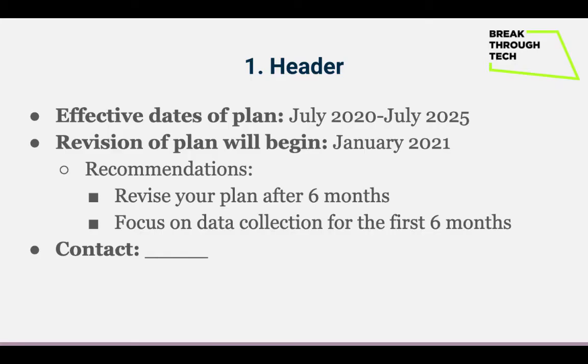Okay, so in that header, you're going to be listing the effective dates of your plan. And I think just a good default is that they are a 5-year plan. But if this is your first departmental plan that you're writing, you probably want that first department plan to be revised after 6 months. And I would recommend that you focus on data collection during those first 6 months. So all of your short-term goals in that 5-year plan are focused on data collection. And then your header will also include contact information, who's ultimately responsible for this plan.